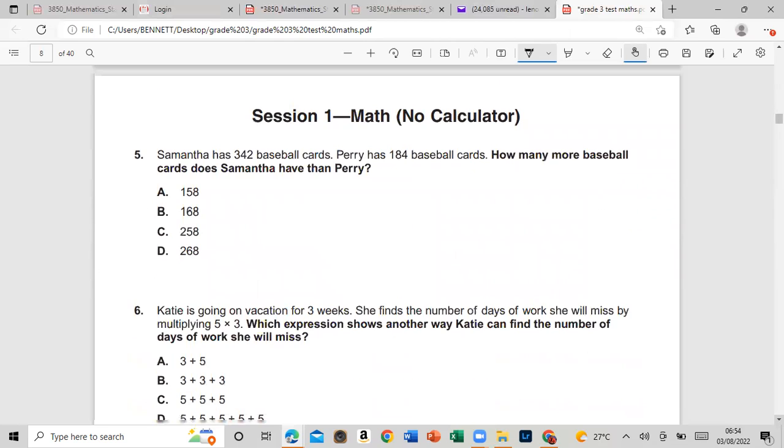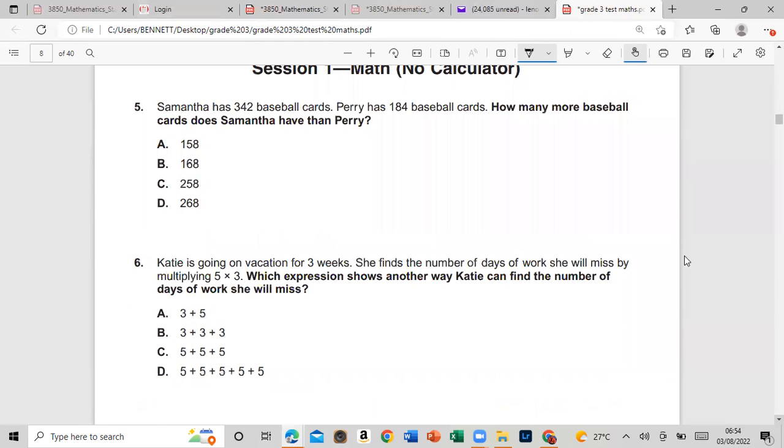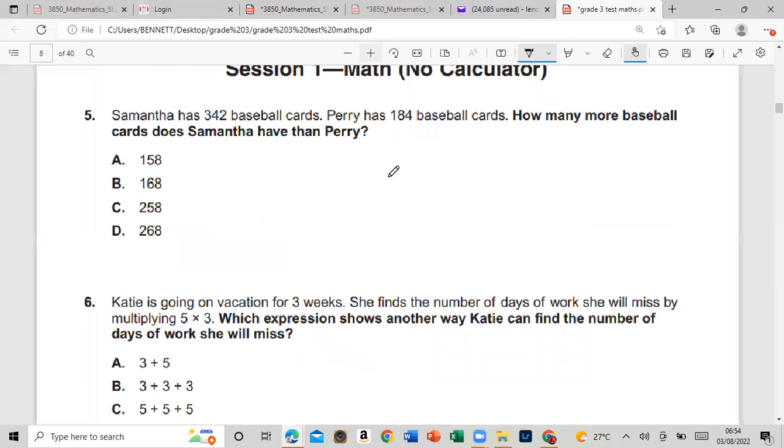Leave it on the typing, all right? Let's look at number 5. It says Samantha has 342 baseball cards. It's an American exam, so you're gonna see a lot of American stuff, all right? So Samantha has 342 baseball cards. Perry has 184 baseball cards. How many more baseball cards does Samantha have than Perry?